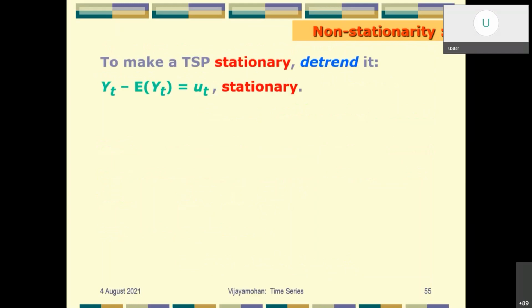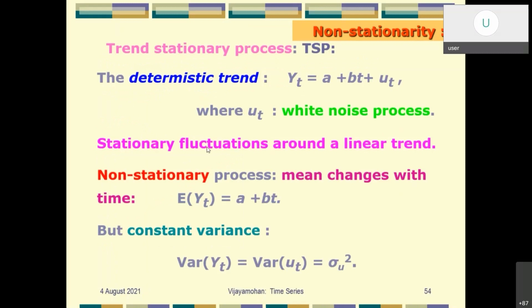Now, how can we make a trend stationary process stationary? Do you remember the difference stationary process? We make it stationary by differencing it. So a trend stationary process we can make stationary by removing the trend, or detrending it. We have the trend given by the expectation of yt. Expectation of yt is a plus bt. So if we remove this a plus bt out of yt, then yt minus expectation of yt will be equal to ut, which is stationary. That is the process of detrending, yt minus (a plus bt). So we can make TSP stationary by removing the trend, that is, detrending.